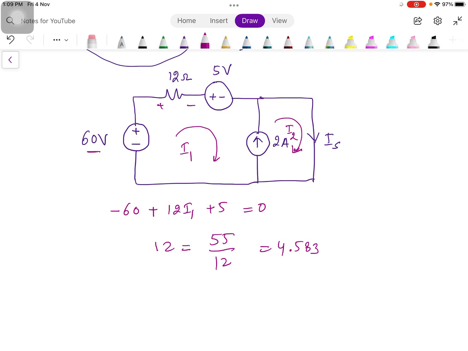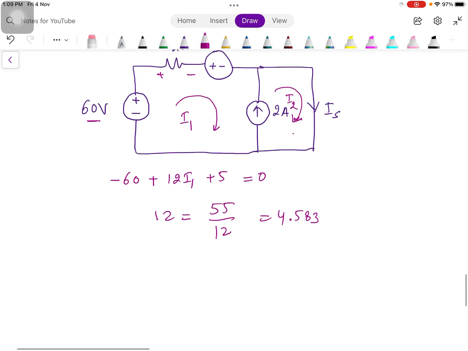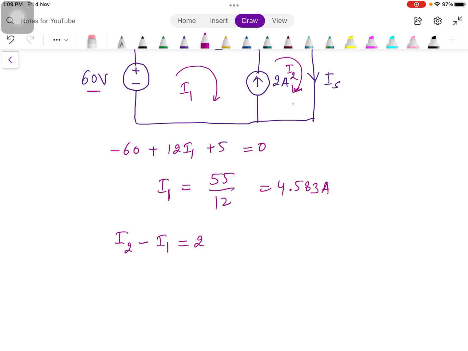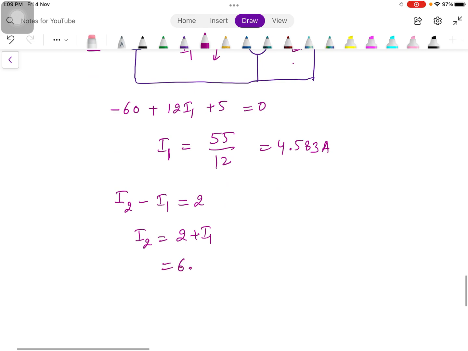And we need to find the value of I2. From where can we have the value of I2? We can calculate it by writing the constraint equation. The constraint equation will be I2 minus I1 equal to 2. You just need to write this one as I1. So I2 minus I1 is 2, I2 is 2 plus I1. So I2 is 6.583 ampere, which is actually the value of the short circuit current.